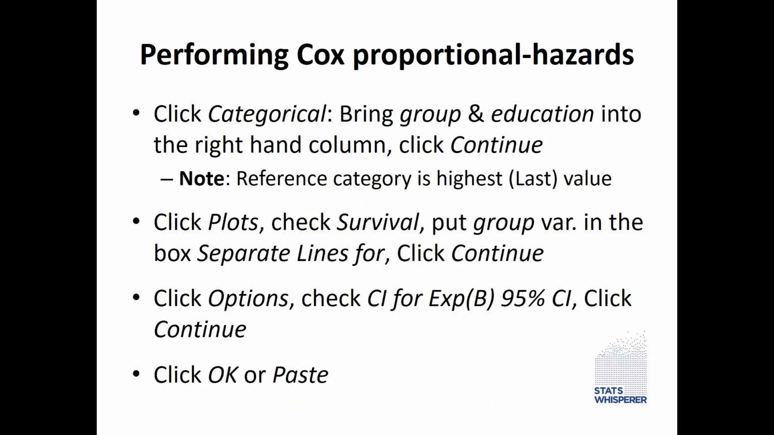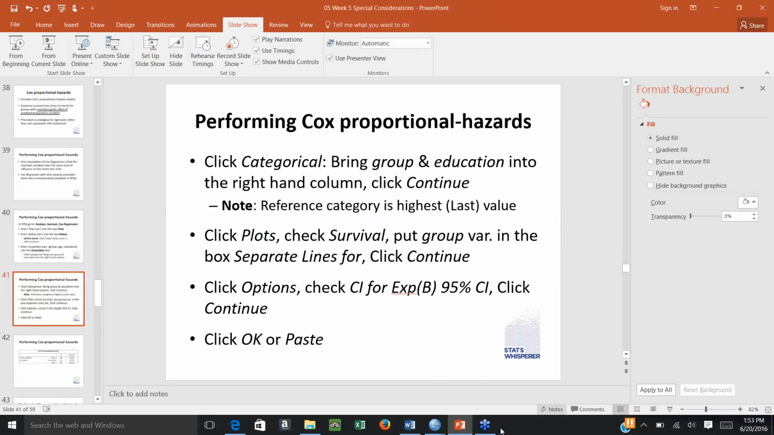Then we're going to click plots. We want the survival. We're going to put the group in the separate lines for. That's to produce the survival curves again. Then under options, we want to make sure to click the 95% confidence interval, CI for exponent B. Right? So that's if we want to report this in a paper, we always include the confidence interval. And then we have our OK or paste. So let's go ahead and do that now.